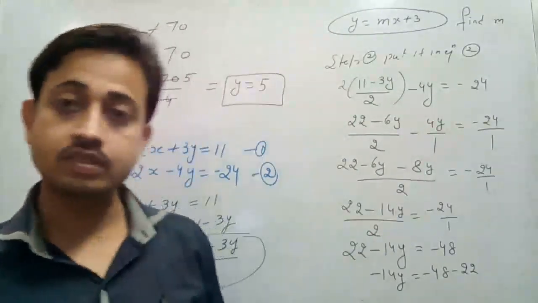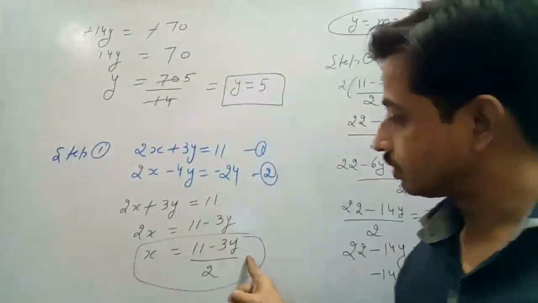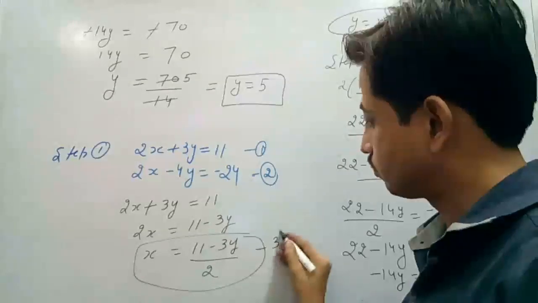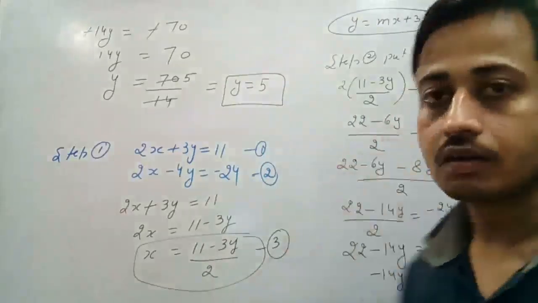Now the third step is that we have to put this value in equation number 3. This is your equation number 3. Please make a note, then I will rub this part.